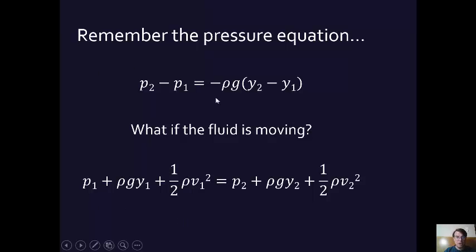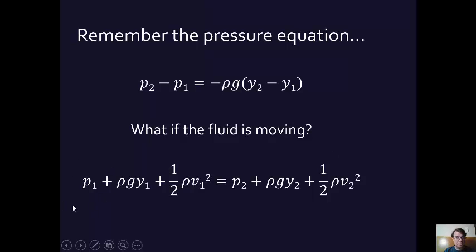So a lot of the same terms as the first equation are down here, except we've now added something. This equation up here effectively is about potential energy, right? The energy due to the difference in height. By moving the fluid, we now include the kinetic energy of the fluid.